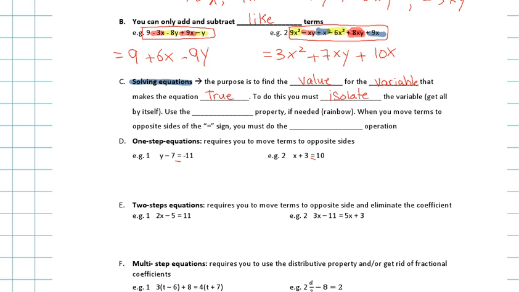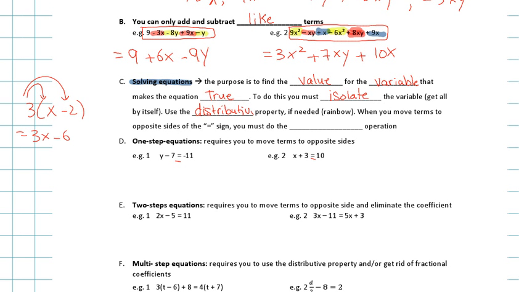Use the distributive property if needed. Remember the distributive property: if you have 3 times the bracket of x minus 2, that means you have to multiply the 3 times the x and the 3 times the negative 2. So that gives you 3x minus 6. Anytime you have that, you must use the distributive property to get rid of that bracket.